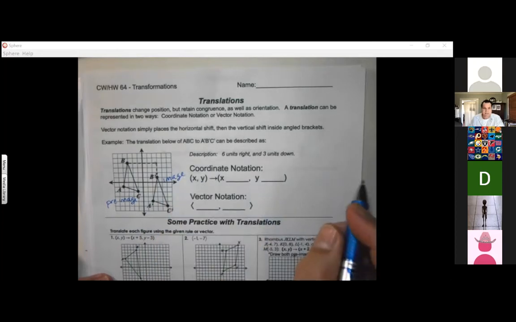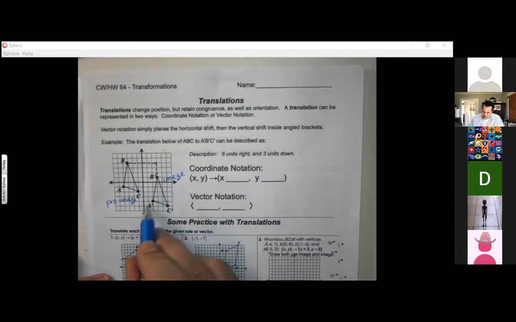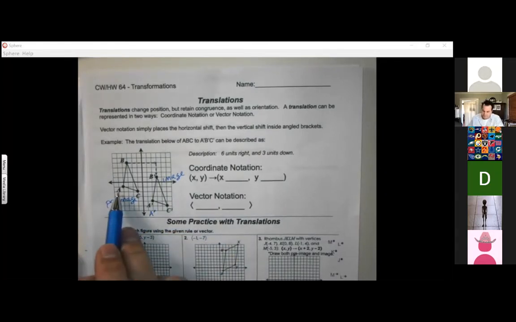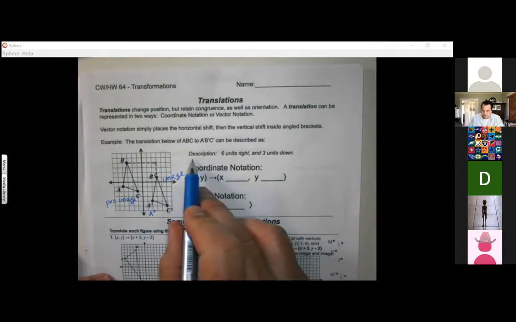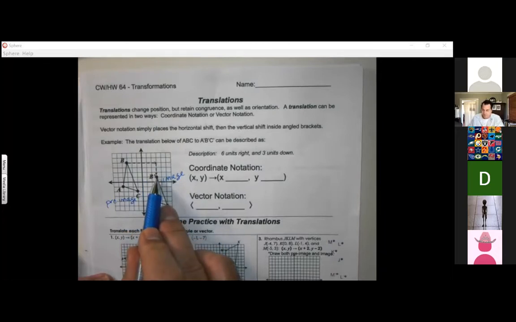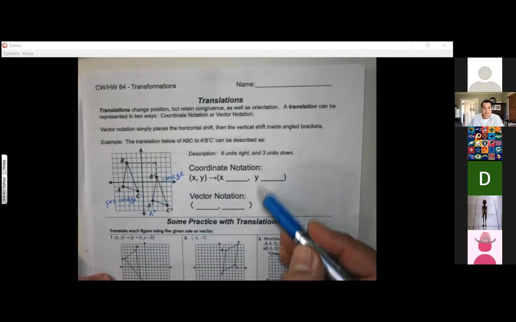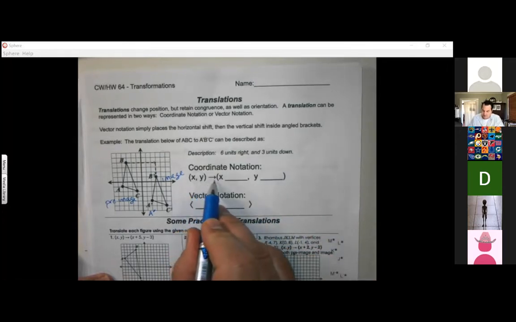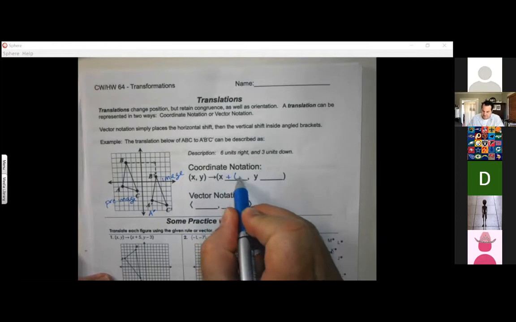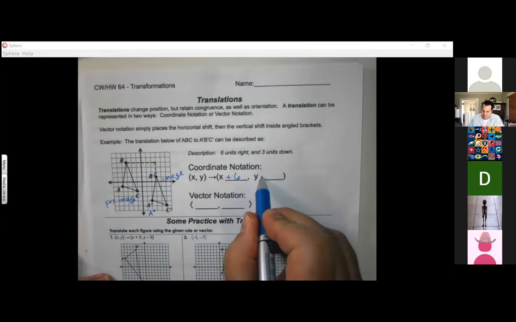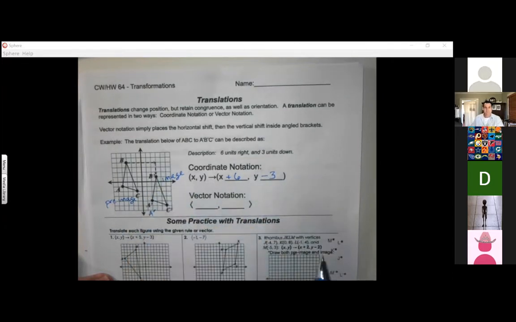It's the original. This one's called the image. It's the copy. And we know that because the notation here says A prime, and that tells us it's a copy of the original A. In this particular case, we're saying 6 units right and 3 units down. There's two ways that could be described in notation. One is you say that X and Y is changing into X plus 6 because it's going to the right, and Y is changing from Y to Y minus 3 because it's going down.